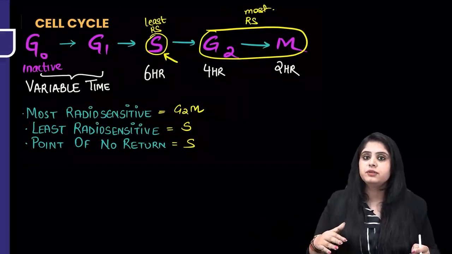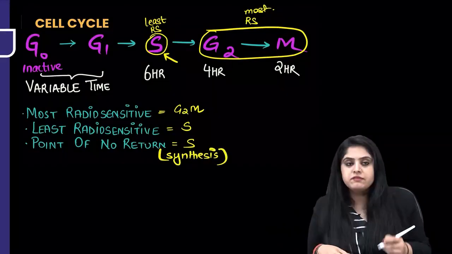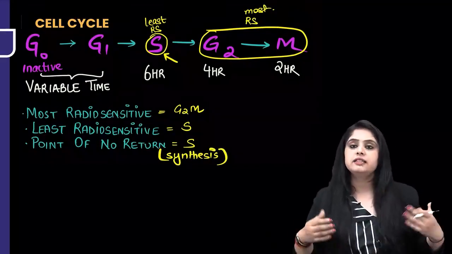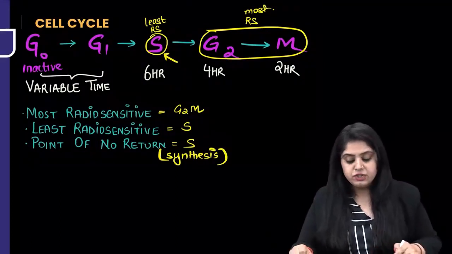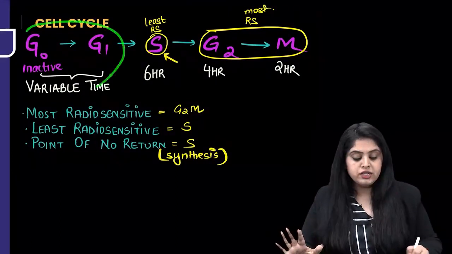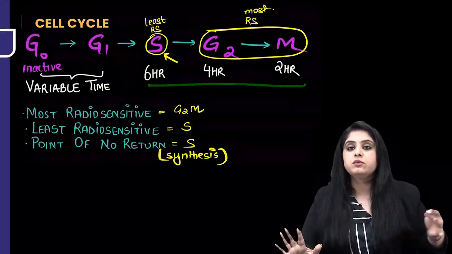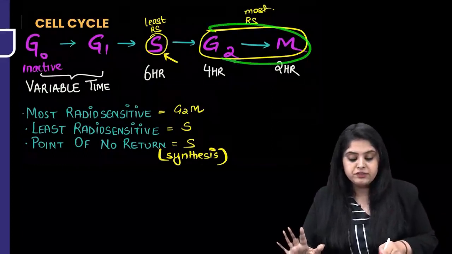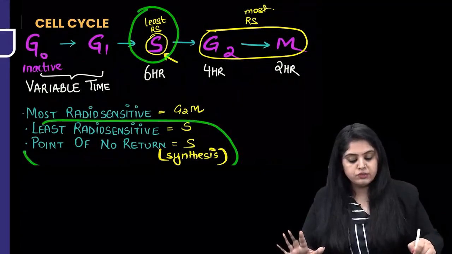There is no reversal, because S is for what? Synthetic phase. Synthesis has occurred, DNA synthesis has occurred, and once DNA synthesis occurs, there is no coming back, of course. So repeating, G1, S, G2, M, we have done the cycle. G0 and G1 are variable timing, no sleep time, no wake up time, others are 6 hours, 4 hours, 2 hours. Most radiosensitive is G2M, the least radiosensitive is S, and the point of no return is also going to be S.